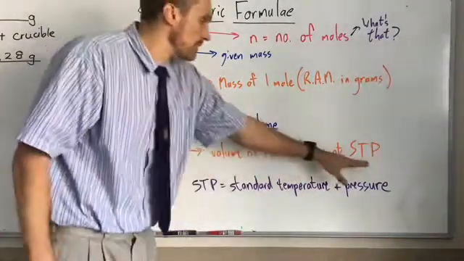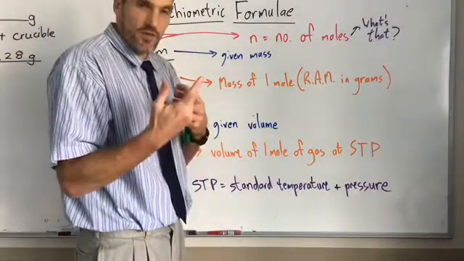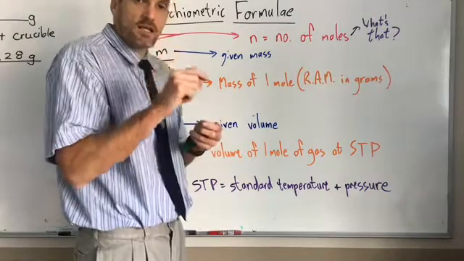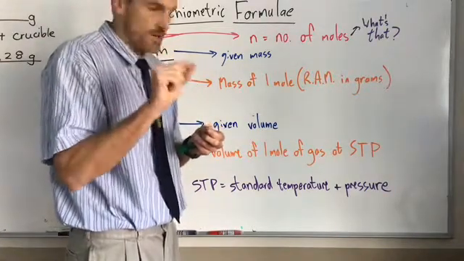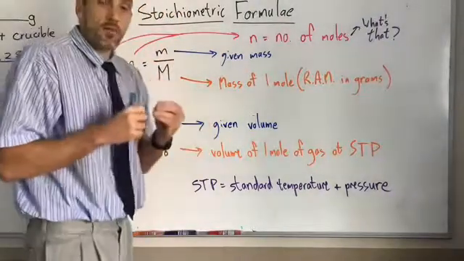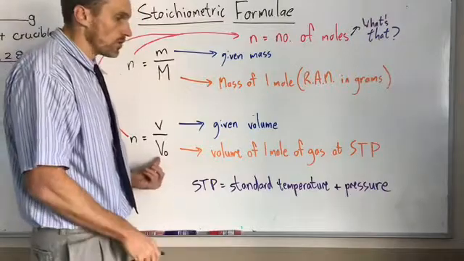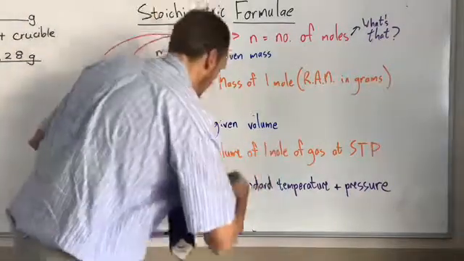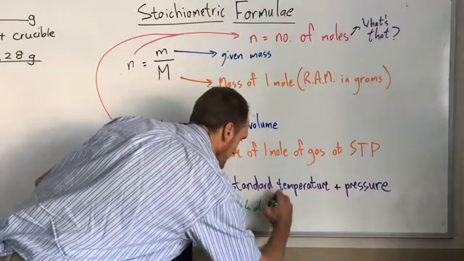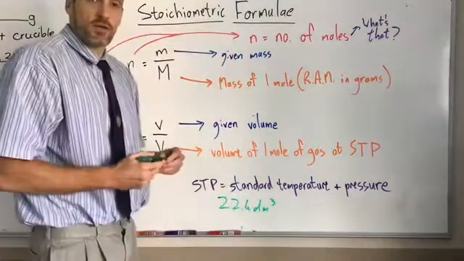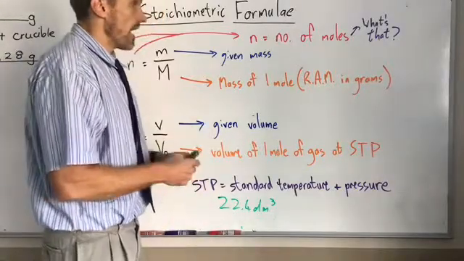So STP is standard temperature and pressure, which is 1 atmosphere of pressure at 25 degrees centigrade. So 1 mole of any gas at standard temperature and pressure will always occupy 22.4 cubic decimeters. And you will see that we use that information to do the calculations today.